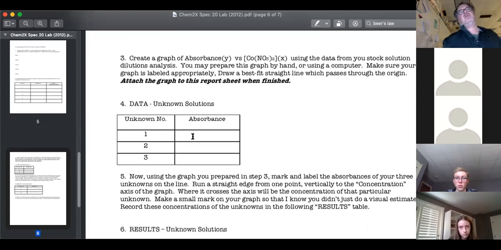Then Friday, you will take 3 unknowns and you will plop them in there and get their absorbance and determine their concentrations using the graph.